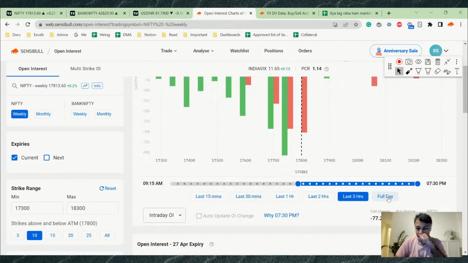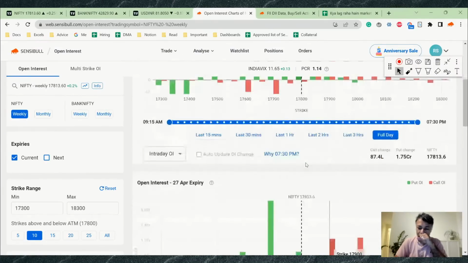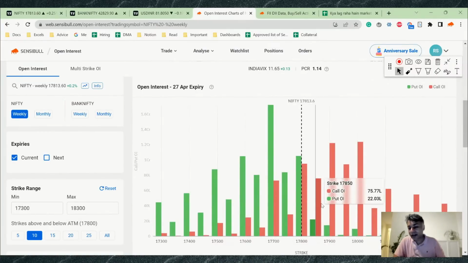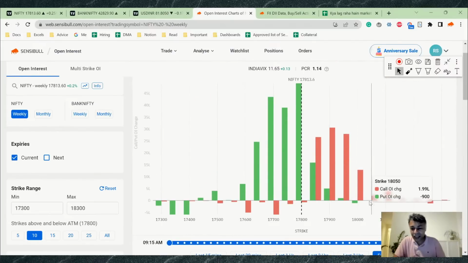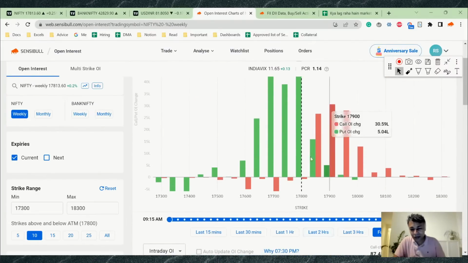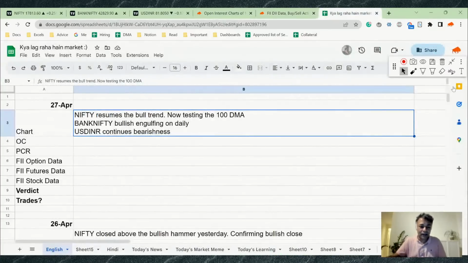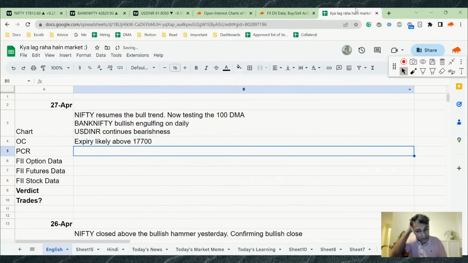17700 pakka for sure is going to be a support. There's no doubt about that. Expiry will most definitely happen above 17700 with the kind of OI we have built up. Maybe it can happen above 17800. Maybe it can test 17900 because there is some action here in terms of addition in the morning. But let's just safely conclude that 17700 will stay. 17700 here, to expiry likely above 17700. Now PCR is 1. That is bullish.